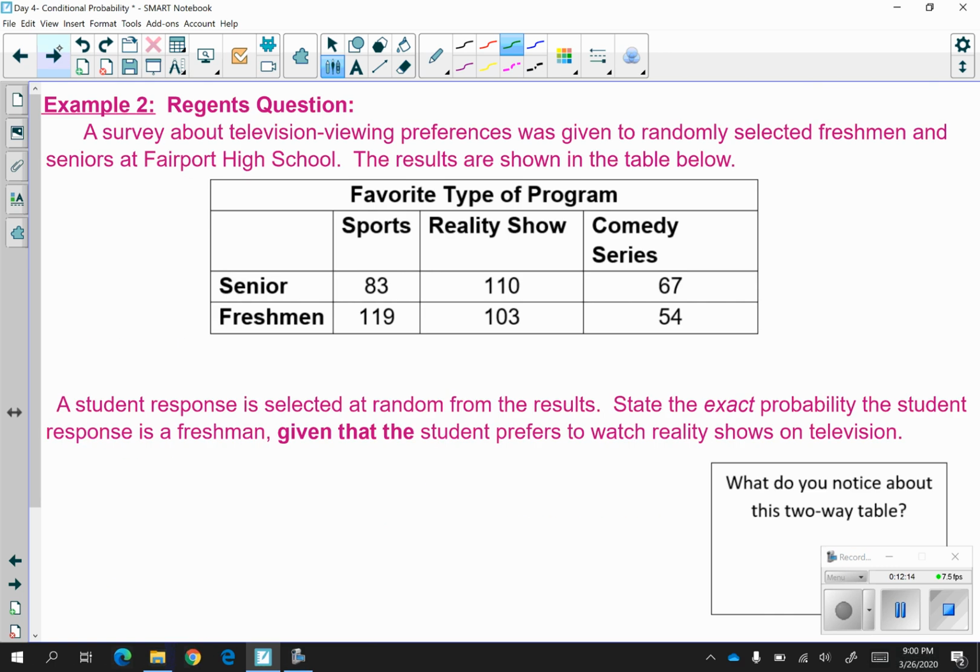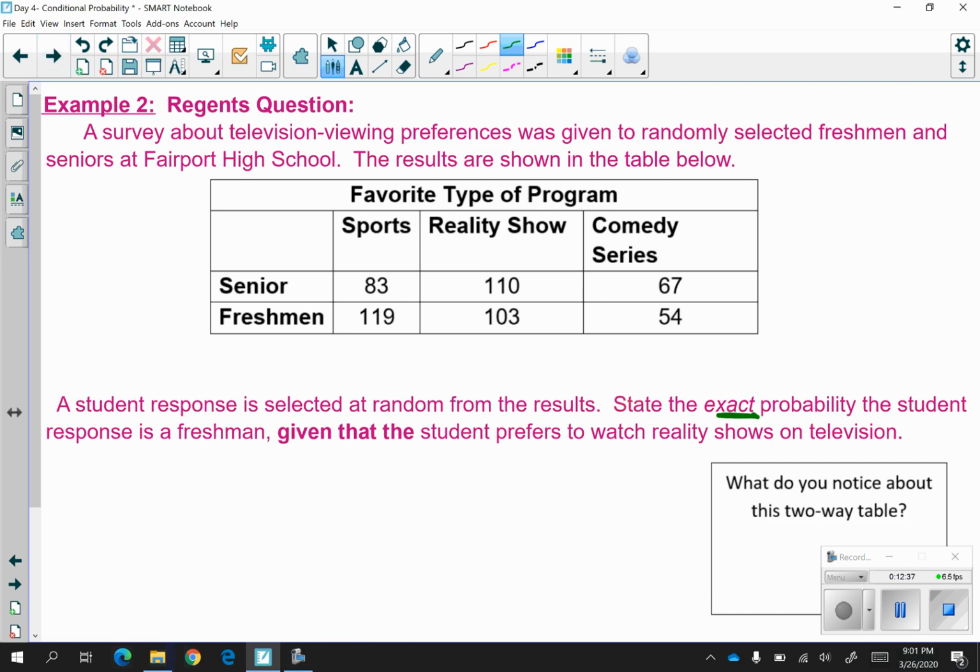Let's try some regions questions. So going about this regions question, we have a survey about television viewing preferences given to randomly selected freshmen and seniors at Fairport High School. And the results are shown below. They want to know, a student response is selected at random from all the results.